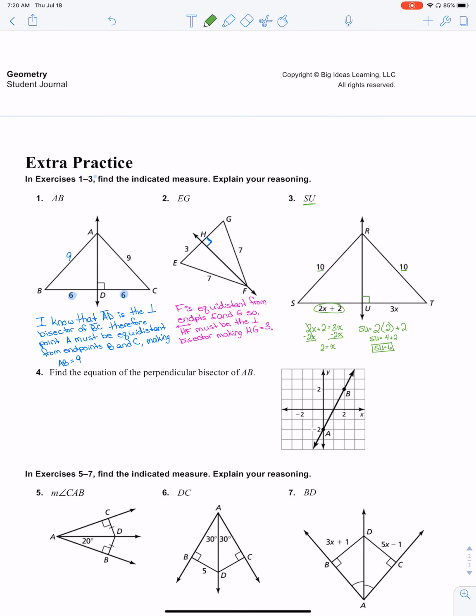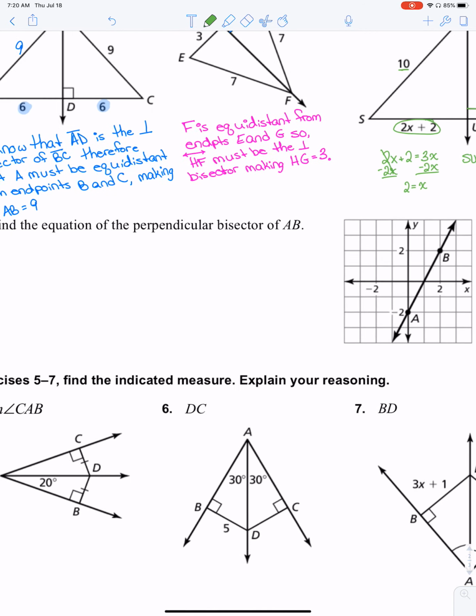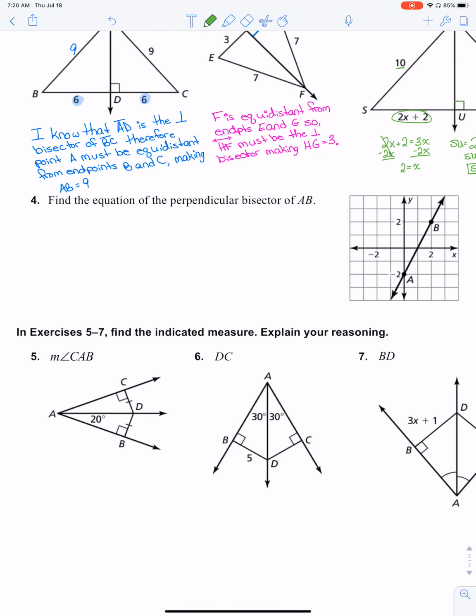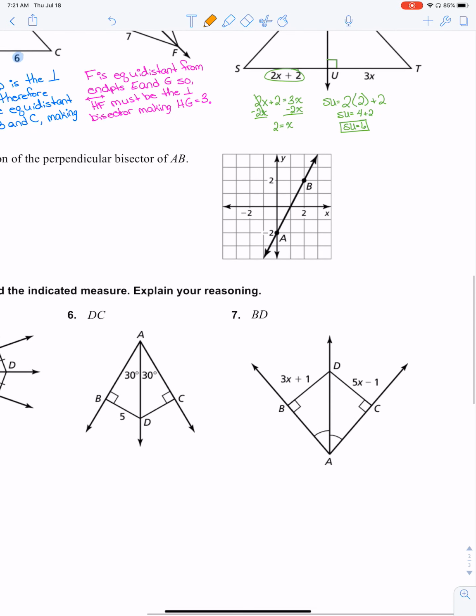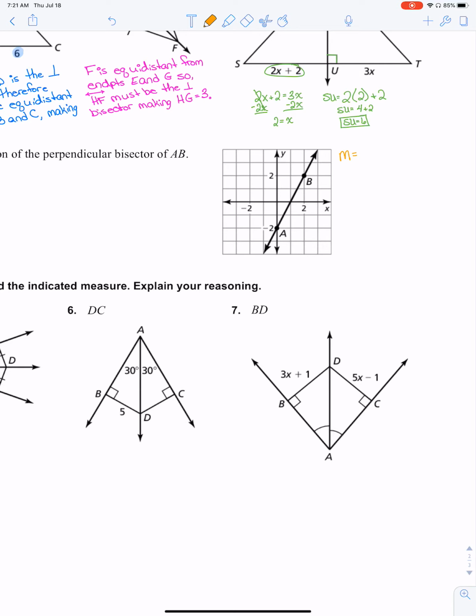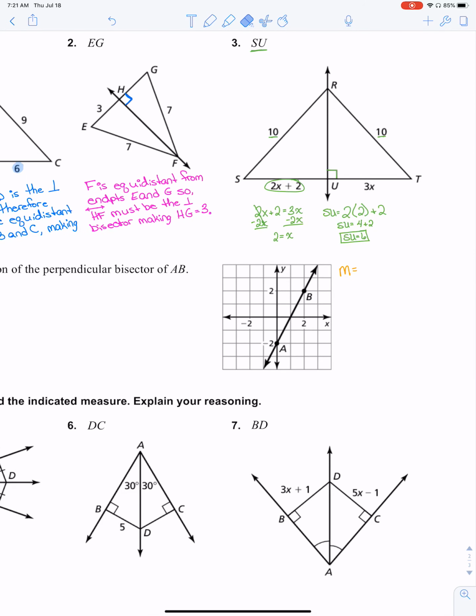So part 4, they want you to find the equation of the perpendicular bisector of AB. This could get a little bit hairy, but I need you to stay with me. I'm hoping I'll have enough room to complete this. So step 1 is let's find the slope of AB. We have to find the slope of AB because that indicates what the slope of our perpendicular bisector is going to be. So let's go back and find the slope of AB.